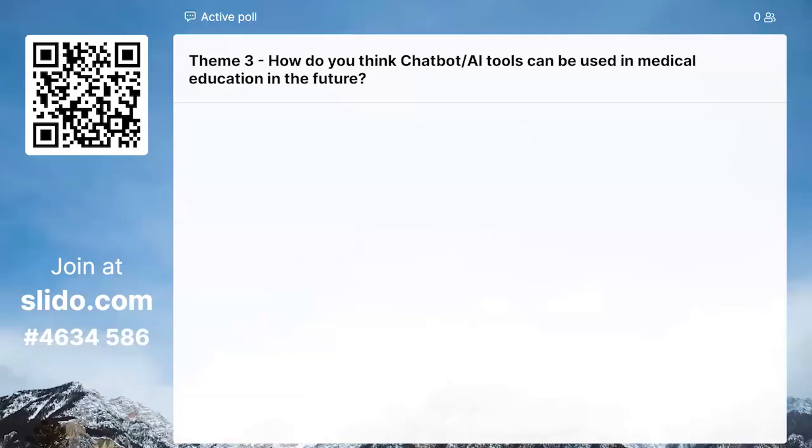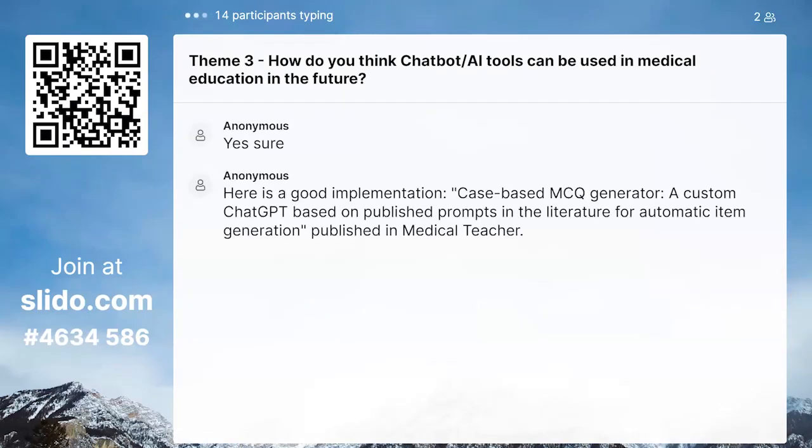Okay. So I'm just going to wait for people to respond to the poll. So how do you think chatbot and AI tools can be used in MedEd in the future? I can see a few people typing. I'll give you a few minutes to write down your thoughts.